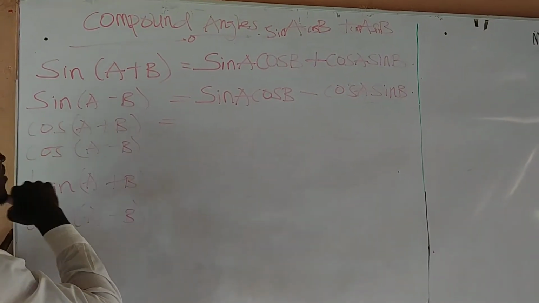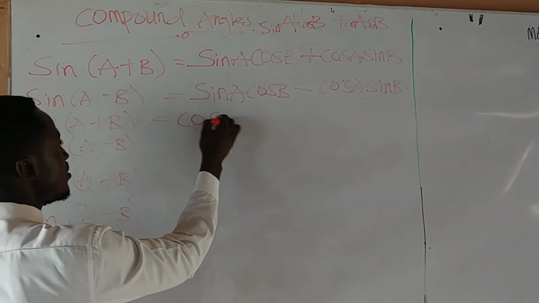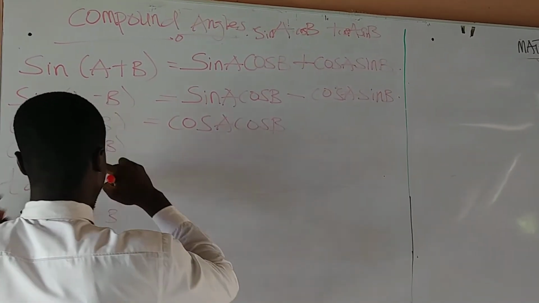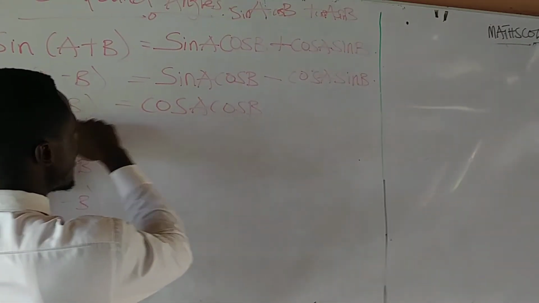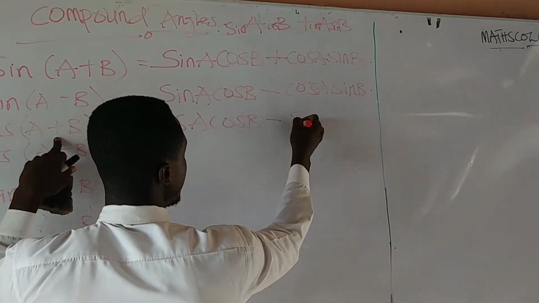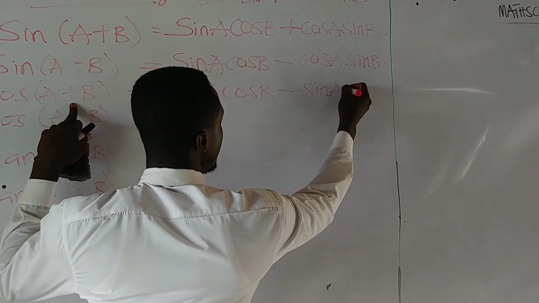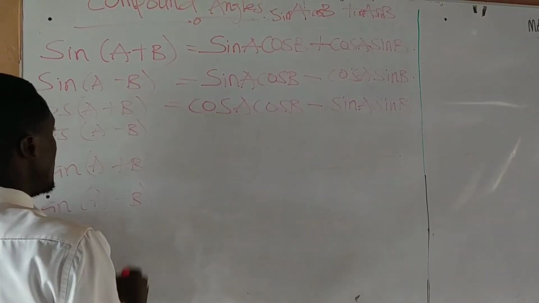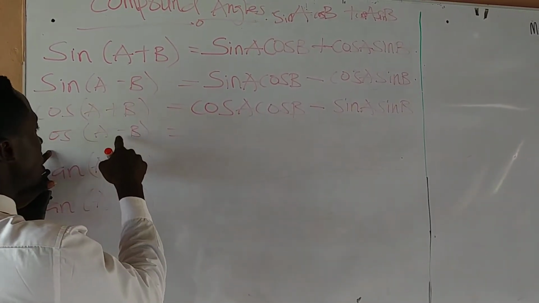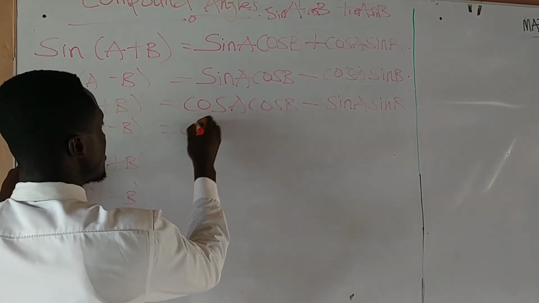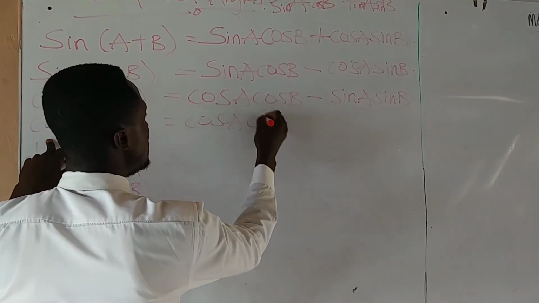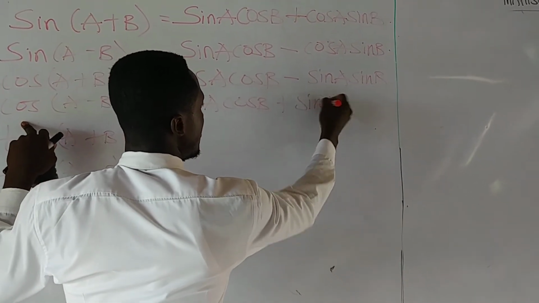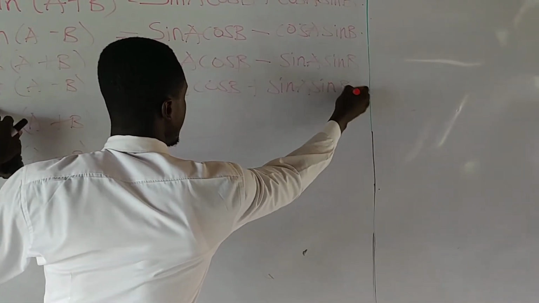Now let's come to cos. Cos A plus B can be expanded as cos A cos B. This time around, the operation sign plus will change to negative, sine A sine B. Cos A minus B is cos A cos B plus sine A sine B.